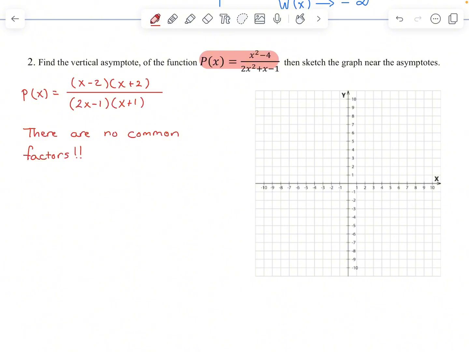So what this means is that when we find the values of x that are not in the domain of p of x, those values of x are the location of the vertical asymptotes. Now I'm going to set the denominator equal to 0 to find the values of x that are not in the domain of p of x. Solving the equation on the left, we have x is equal to 1/2. And solving the equation on the right, we have x is equal to negative 1.